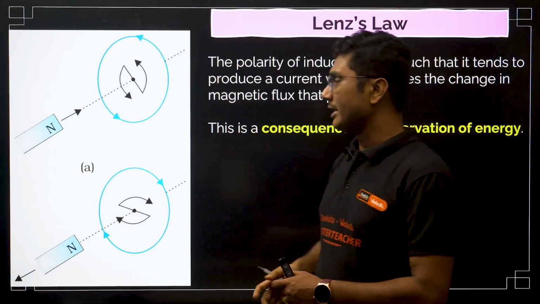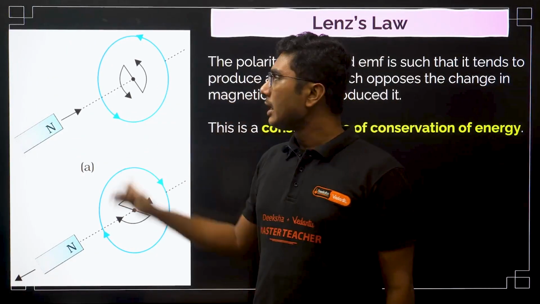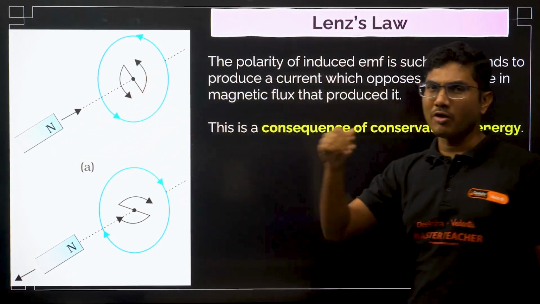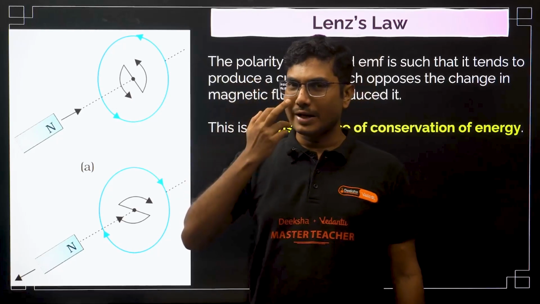So what does it mean? Suppose you have a north pole and a coil, and you are pushing this north pole towards the coil. There will be an induced current in this coil according to Faraday's law, right?